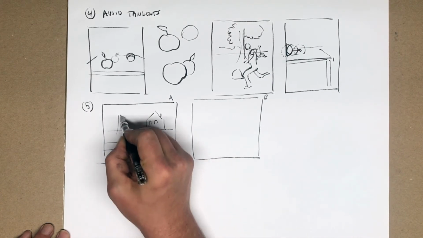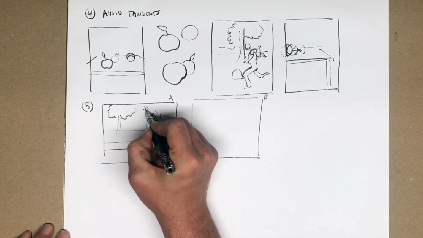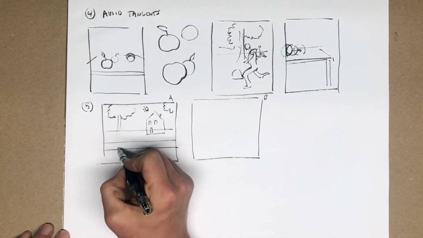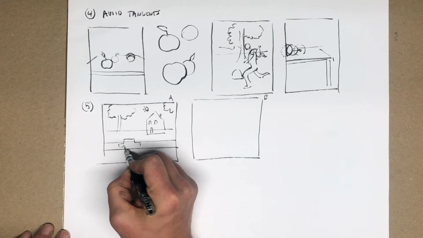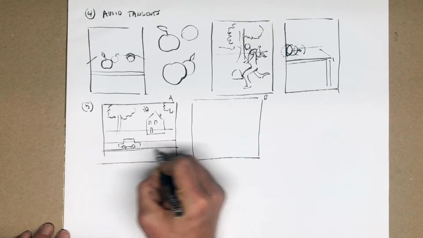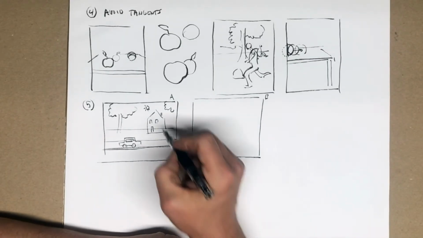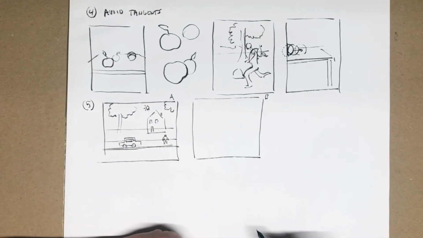Here we have a tree. Happy little sun, a cloud. And then here we have some kind of car. '86 Volvo DL, one of my favorites. It's kind of boxy. Okay, that's composition number one. Let's say we have some kind of guy here as well.